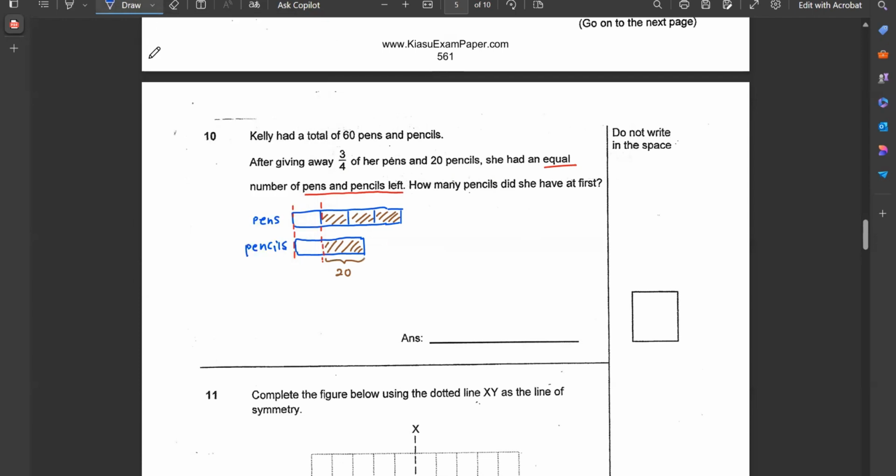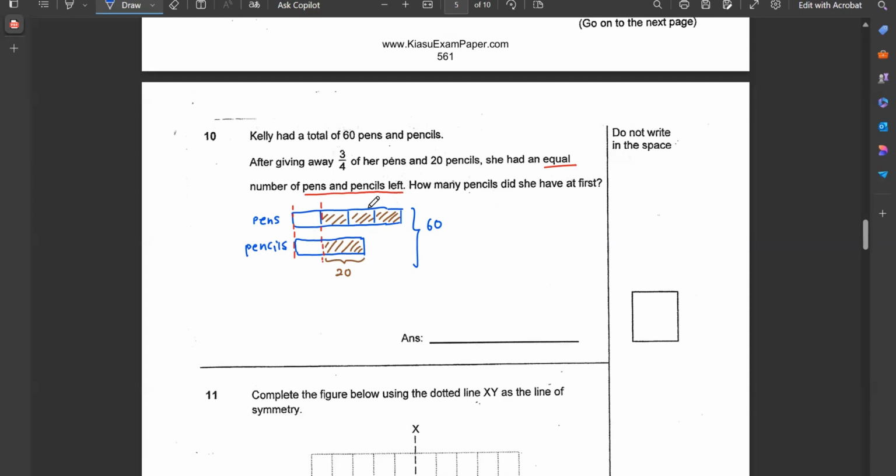Now let's go on to label the 60. Back to this information: she had a total of 60 pens and pencils. Total 60 altogether is the at first. At first means everything here, both the shaded and the unshaded is your 60. So you can present 60 at the side here. Take note, 60 is everything because that is your at first. Now I need you to identify on the model where your units are. If you observe, your units are actually this, and this one.